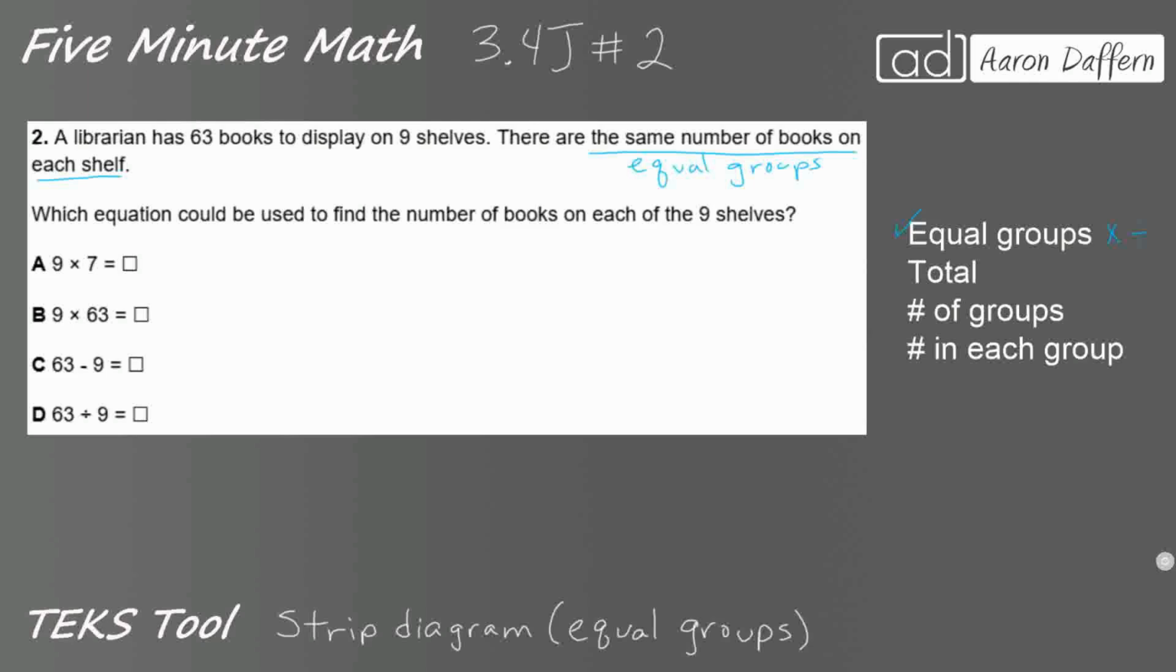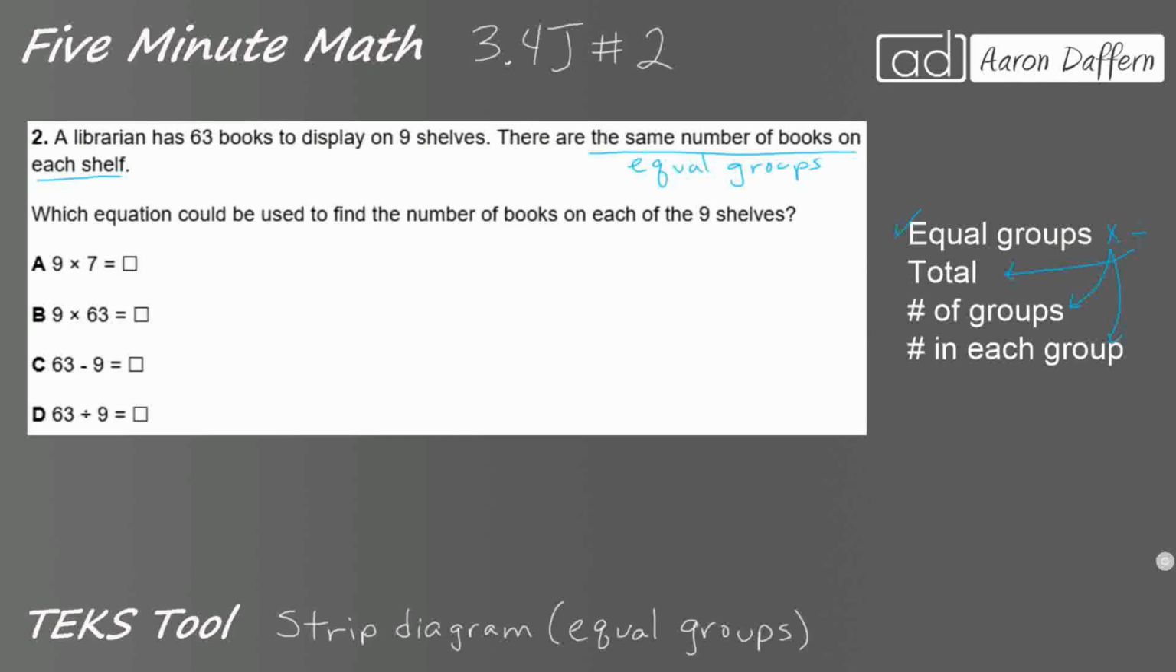We are dealing with multiplication if we have the number of groups and the number in each group and we're looking for the total. We are dealing with division if we have the total and we have one or the other, and we're looking for the third. So let's see what else we have.